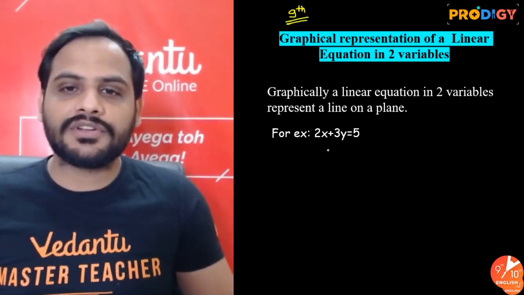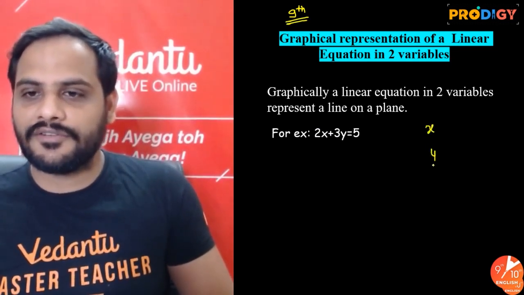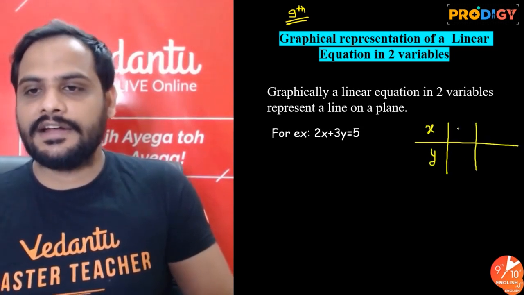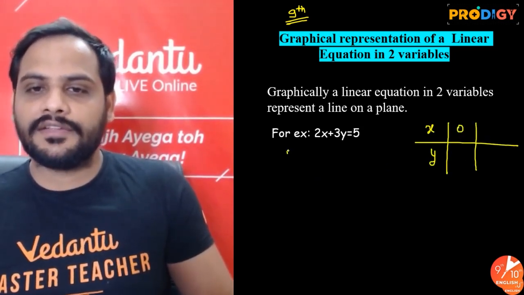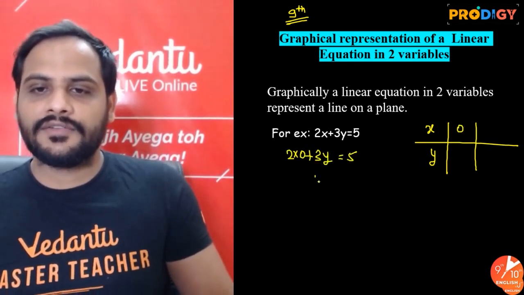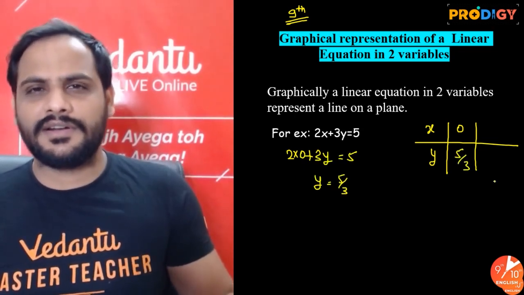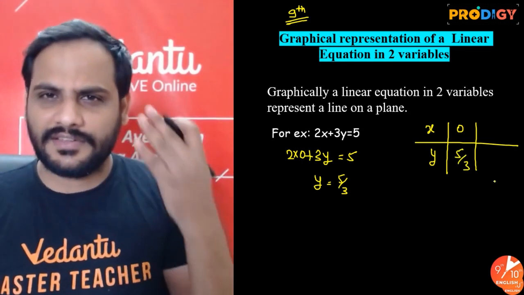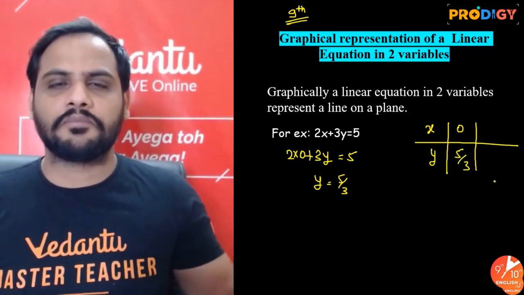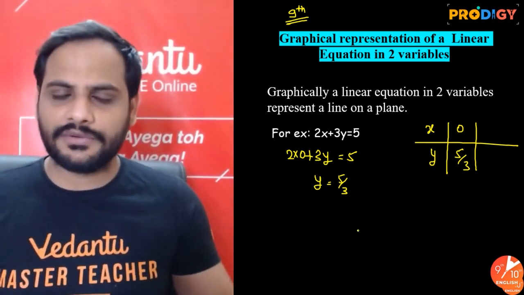So we will find the solution for this equation. I will assume the value of x or y and find the value of the other part. Let's say I take the value of x as 0. So I can say 2 into 0 plus 3y is equal to 5. So y is equal to 5 by 3, which is about 1.66. If you want, you can get a better answer also, by putting those values where you get an integer answer. It is better to do that, so there you need to think.